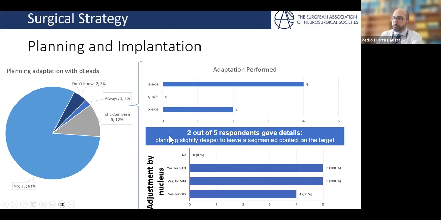And then we asked what are these adjustments made by nucleus? And they said, yes, they do it for the NSTN, they do it for the VIM, and almost all do it for the GPI, but not all.